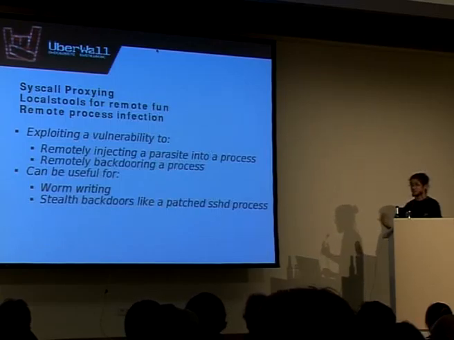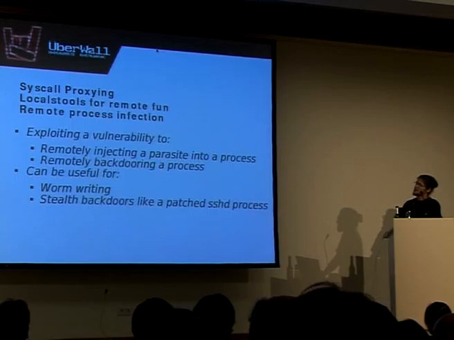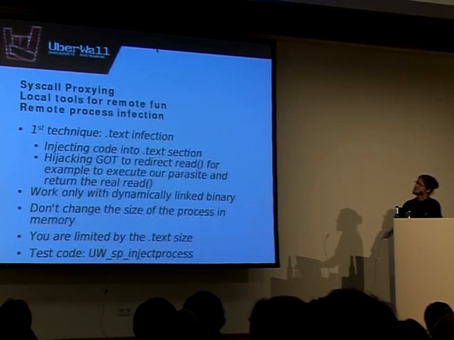If you can execute a syscall proxy shellcode through any vulnerability or otherwise, and if you have enough privileges to ptrace or do other things to the target process, you can inject the code, you can make static patching also, you can do more or less what you want. So yeah, useful for worm writing, for stealth backdoor. We will see just later how to play with that.